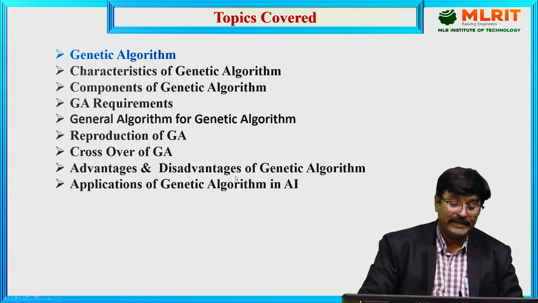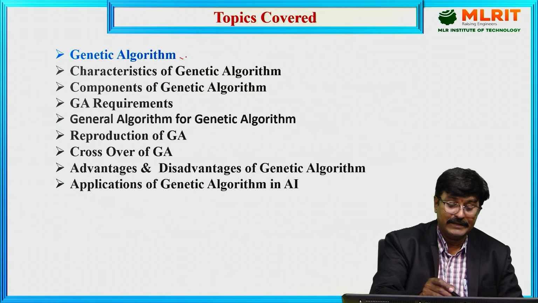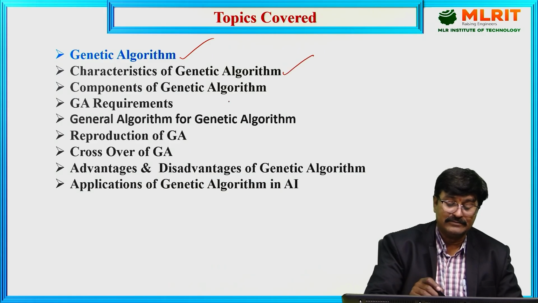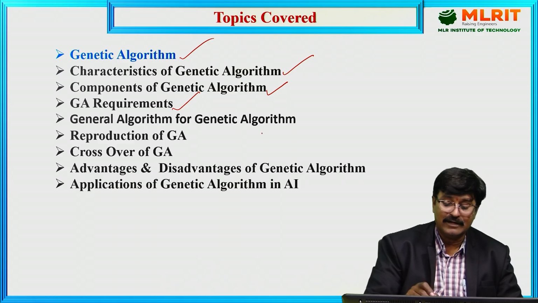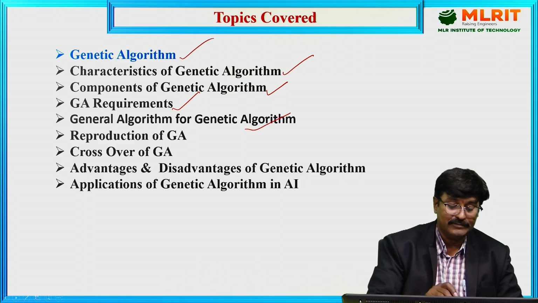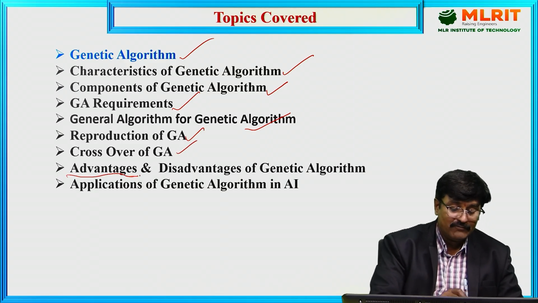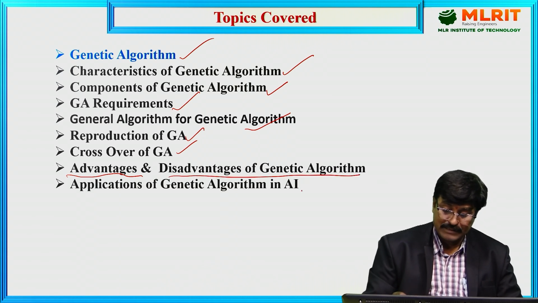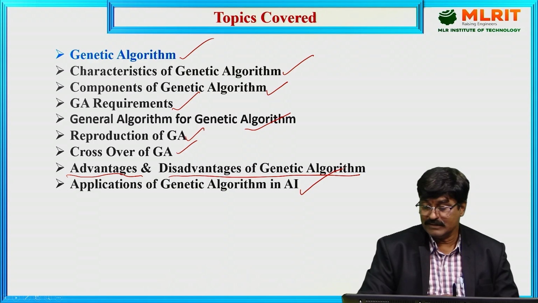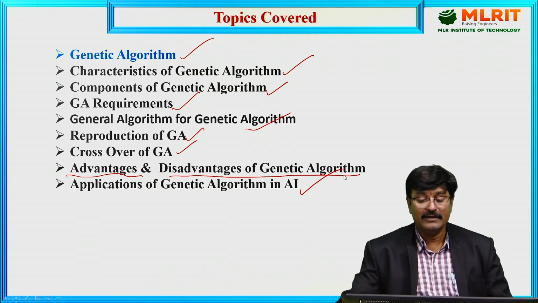In today's video I covered what a genetic algorithm is, what the characteristics are, and the key components. I also discussed the requirements for the genetic algorithm and the general algorithm flow. The reproduction or crossover process in the genetic algorithm was discussed, along with the advantages and limitations of the genetic algorithm, and the various applications of genetic algorithm in artificial intelligence. These are the topics I covered in this video.